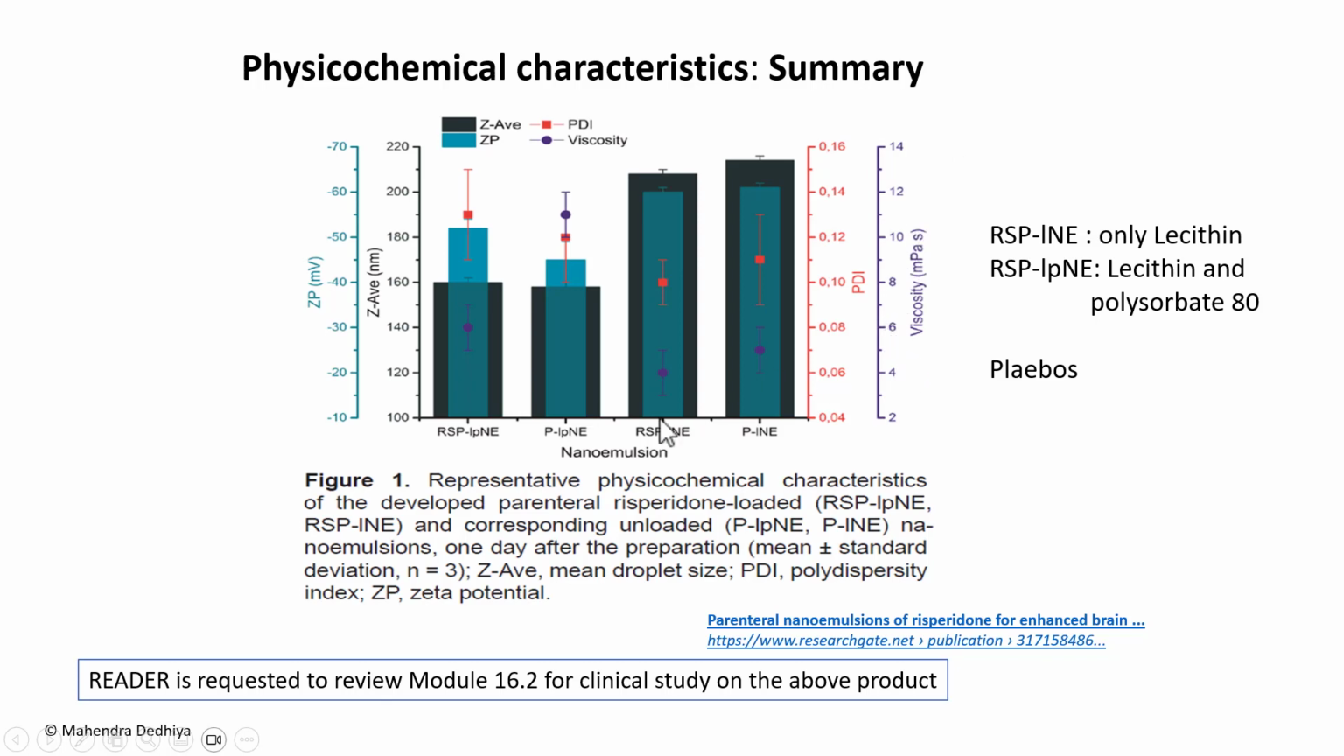and viscosity. Resveratrol with lecithin alone shows high zeta potential. Particle size is also high. In parenteral formulation, expectation would be particle size of less than 200 micron so that it can be sterile filtered. Resveratrol with lecithin and polysorbate, zeta potential is around 50 and particle size is below 200 micron. Viscosity is also low. That lecithin with polysorbate can be further developed. Reader is requested to review Module 16.2 for clinical study on these formulations.